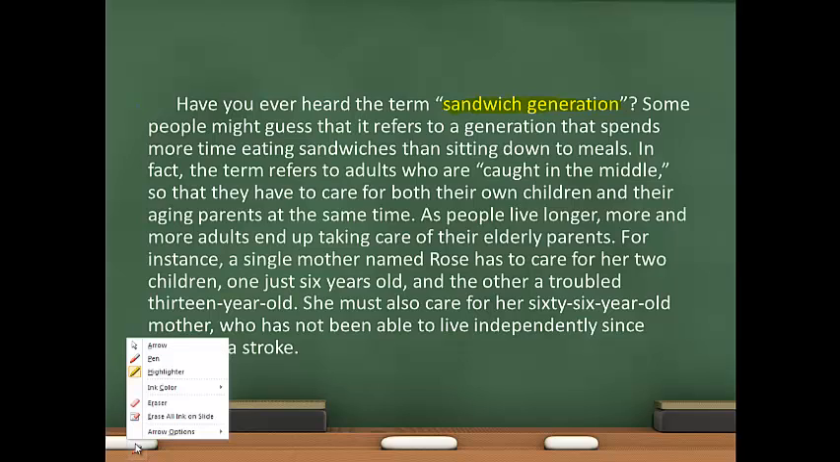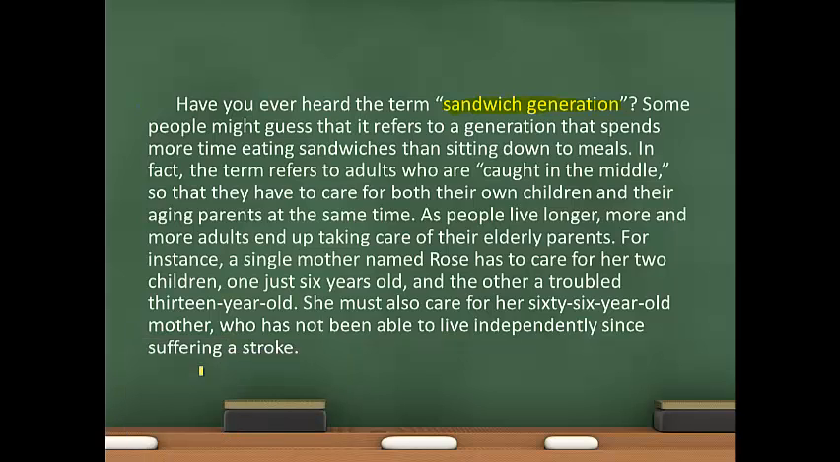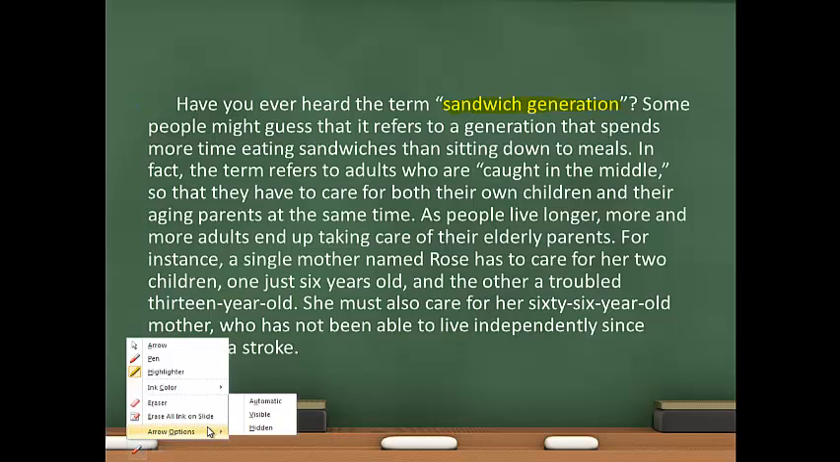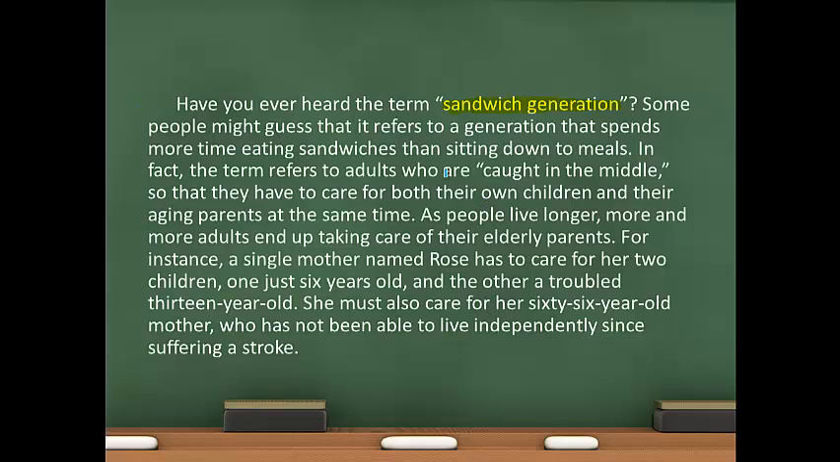Now the main idea is going to be, just a minute. Let me change colors. So the main idea is going to be this sentence over here. So the term refers to adults who are caught in the middle so that they have to care for both their own children and their aging parents at the same time.